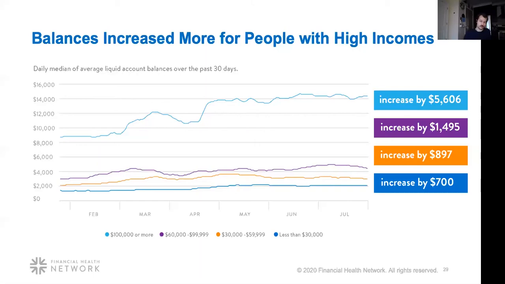And again, we think this is due to stimulus receipt, but also to the ability of individuals to reduce expenses. There's other research that was conducted during the COVID-19 pandemic that points to individuals with higher incomes being able to reduce their expenses more easily and more dramatically, while individuals with lower income, who might already have very similar income and expenses, have a much reduced ability to reduce their expenses and aren't able to accumulate savings nearly as quickly as those with higher income.